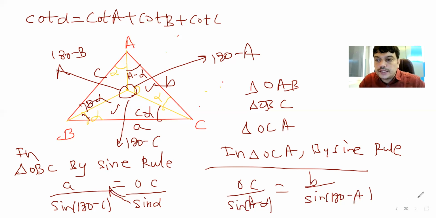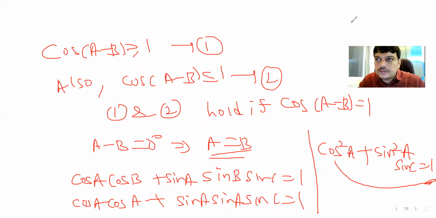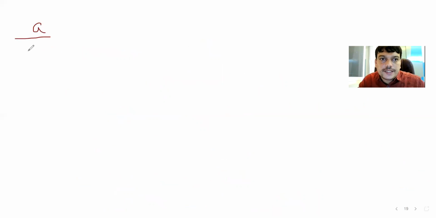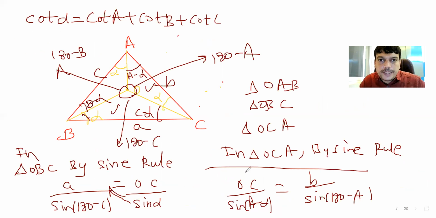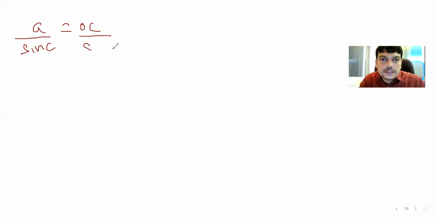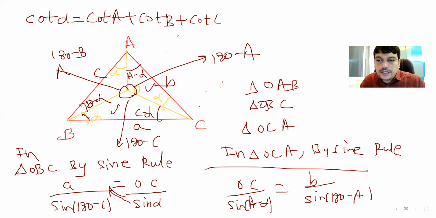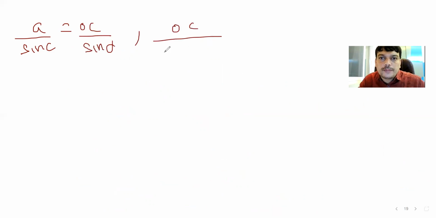సో ఫస్ట్ రిజల్ట్ నేను రాయొచ్చు A by sin C ఈక్వల్ టు OC by sin alpha. సో యూ కెన్ జస్ట్ రైట్ A by sin C is OC by sin alpha. Let me write the other result. So what is the other result? OC by sin of A minus alpha. So OC by sin of A minus alpha equal to, what is the other value we'll write down.